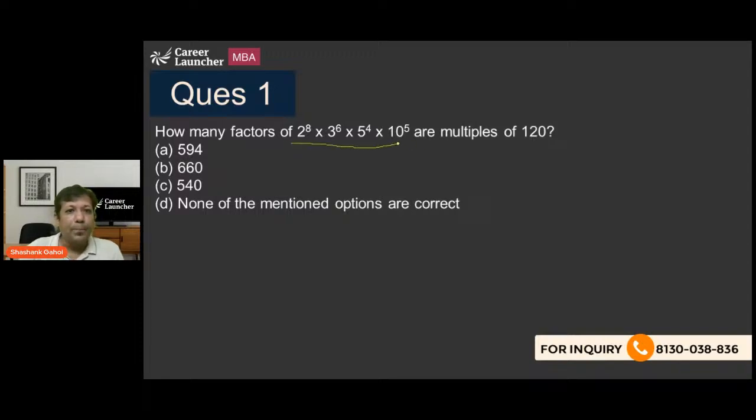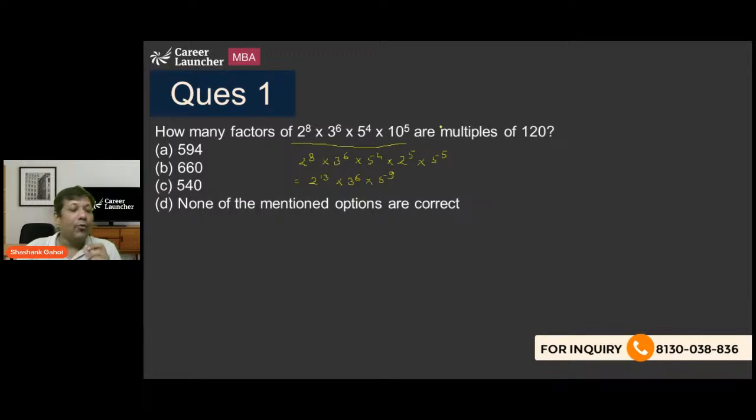First of all, properly prime factorize this number. This is 2 power 8 into 3 power 6 into 5 power 4 into 2 power 5 into 5 power 5. So this number can also be written as 2 power 13 into 3 power 6 into 5 power 9.